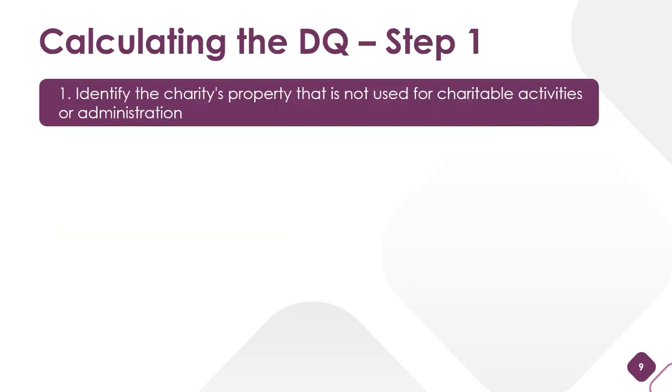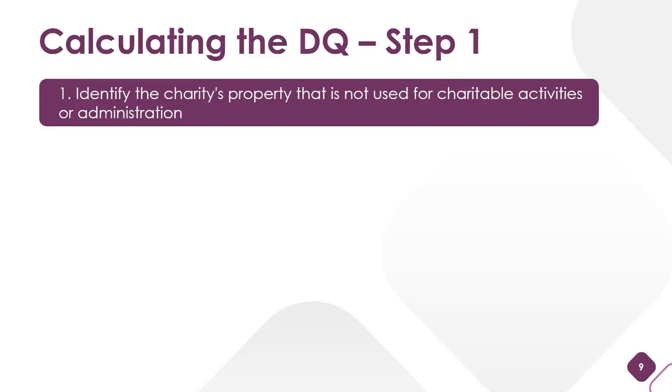So, step 1, identify the charity's property that is not used for charitable activities or administration. Like we determined earlier, this could include cash in bank accounts, stocks, land, buildings, etc. Note that if a portion of a charity's building is being used for non-charitable activities, then that portion should be prorated, that is, adjusted to reflect the actual amount used, and then that amount should be included in the calculation.